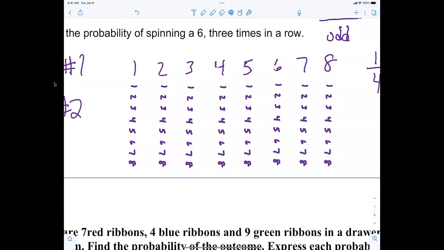So how many different ways were there to spin this thing? How many different outcomes? 8. Nope. How many total outcomes? 64. That's correct. There's 64 possibilities.